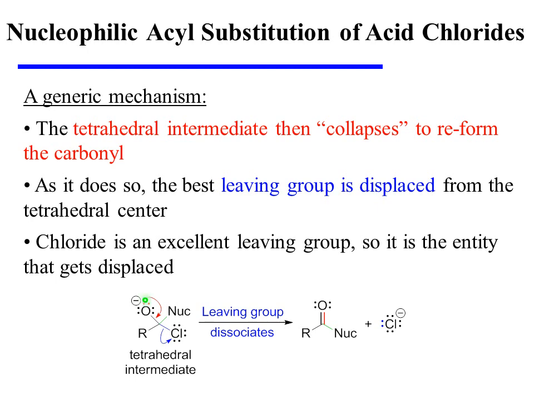In other words, it collapses to reform the carbonyl pi bond. And as it does so, the best leaving group is displaced from the tetrahedral center. Chloride is an excellent leaving group, so it is the entity that gets displaced.